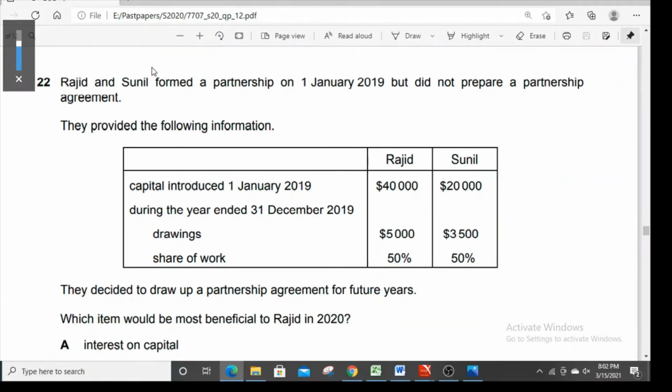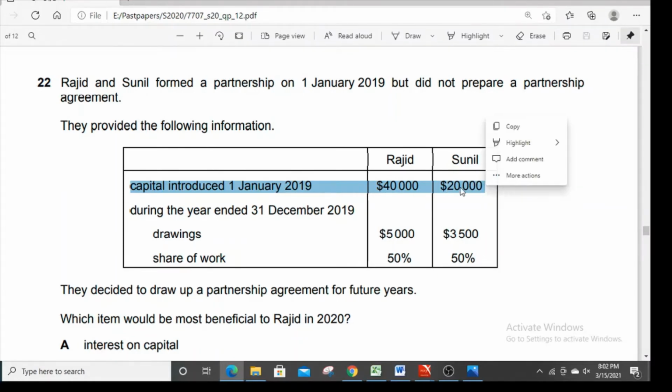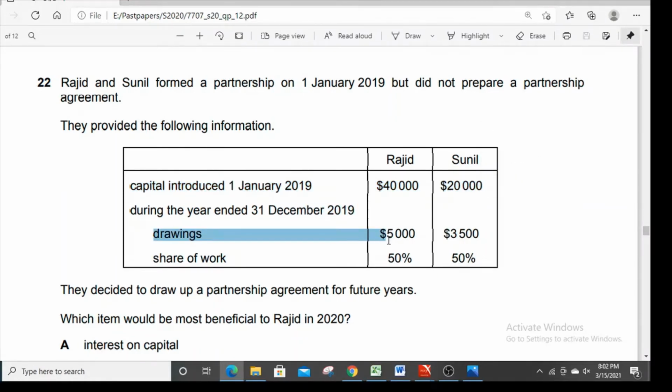Number 22. Rajit and Sunil formed a partnership on 1st January 2019 but did not prepare a partnership agreement. They provided the following information. Capital introduced: Rajit 40,000 and Sunil half of it, 20,000. During the year drawings: Rajit 5,000 and Sunil 3,500. Share of work for both of them 50%. They decided to draw up a partnership agreement for future years. Which item would be most beneficial to Rajit in 2020?